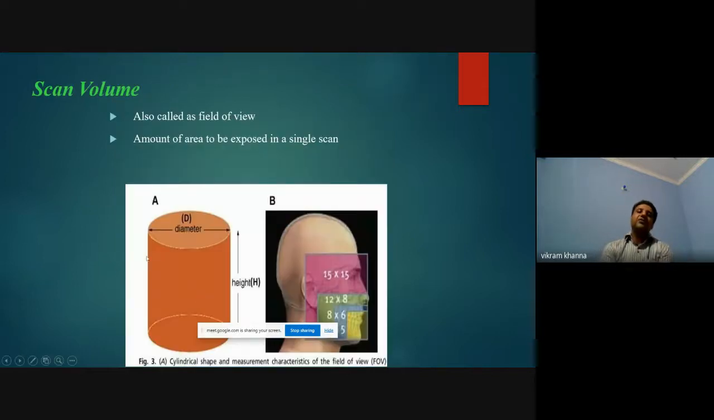Scan volume has been measured as the field of view, FOV. It is measured in diameter and height. It is a cylindrical shape, and different manufacturers have different FOVs ranging from 5 by 5 up to 15 by 15 centimeters.